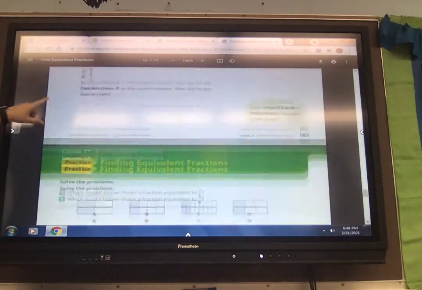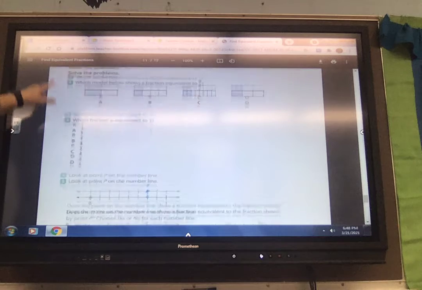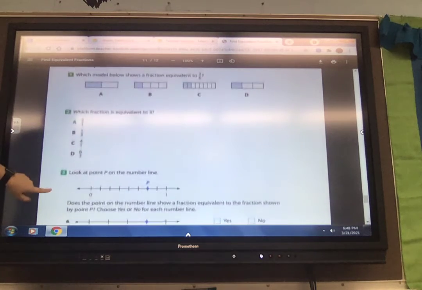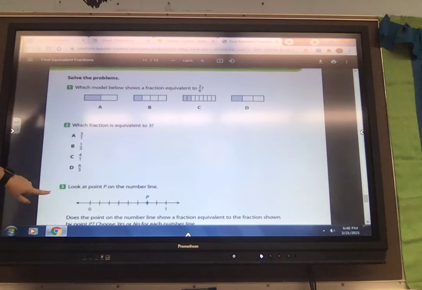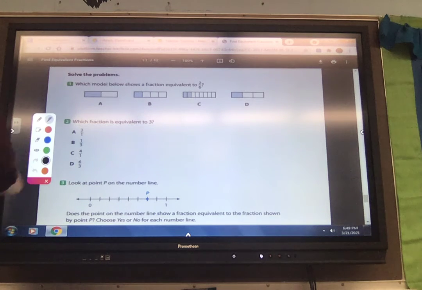Okay, let's go to the last green, nope, two more green pages. I'm getting ahead of myself. So this is 184. And this is really for you to practice on your own. So I would very much like for you to try it, then go back and pause and watch the video to see if you got them correct. Number 1, which model below shows a fraction equivalent to 2/6?